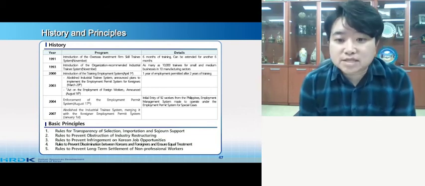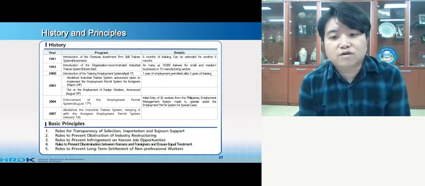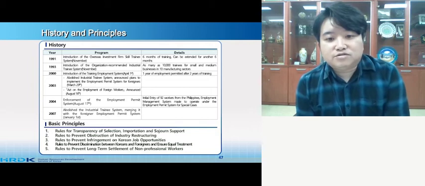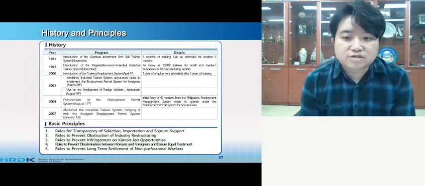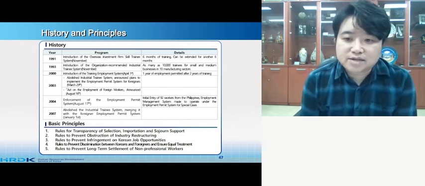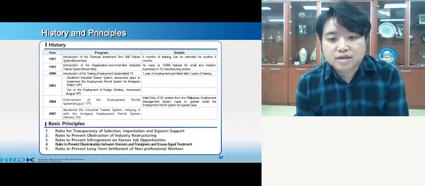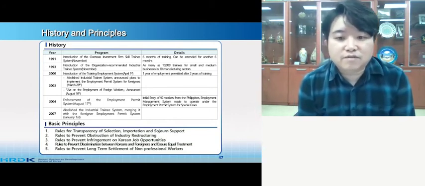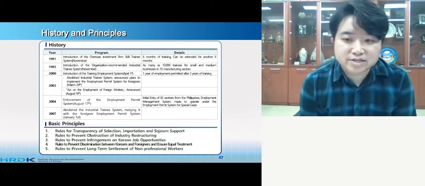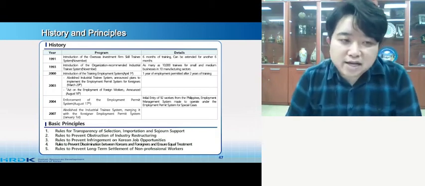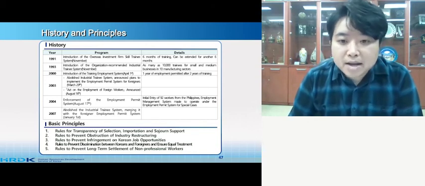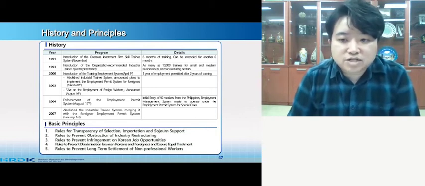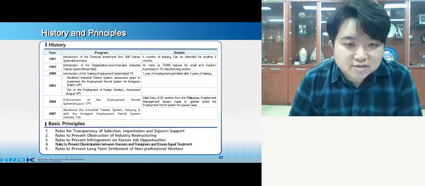So the EPS was introduced in 2004 to formally recognize the employment status of foreign workers. The industrial trainee system was discontinued in 2007, and it has since been replaced and streamlined as the EPS. So the EPS provides a steady flow of foreign workers to SMEs experiencing a shortage of labor. It's a government-to-government system whose entire process from selection to entry is managed transparently through a computerized system.